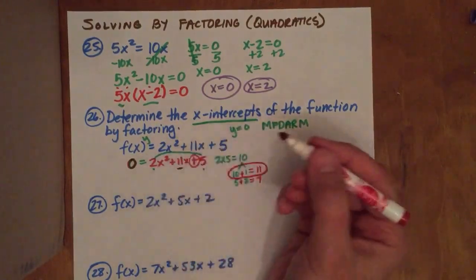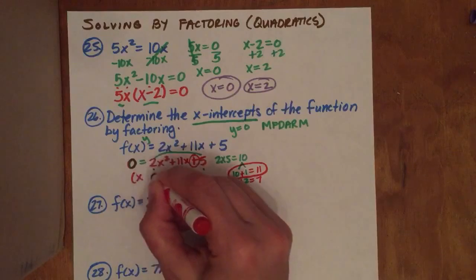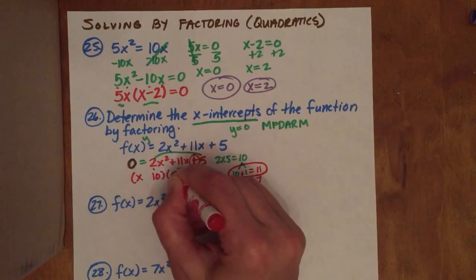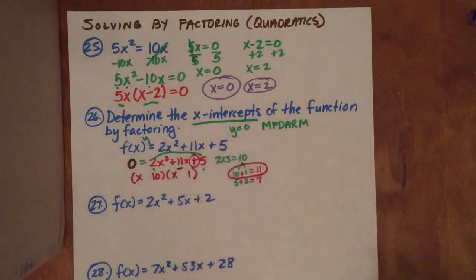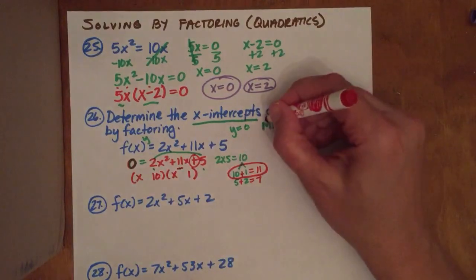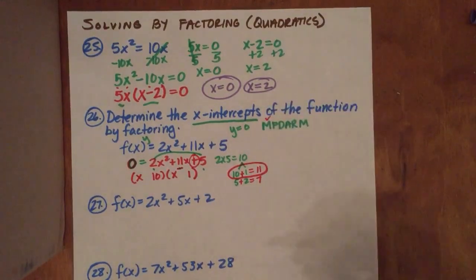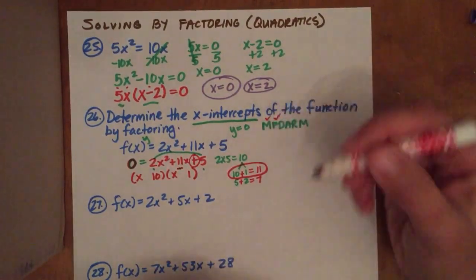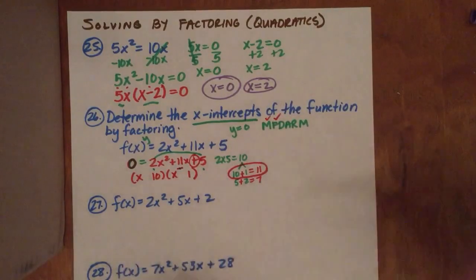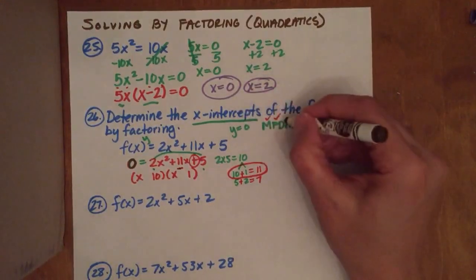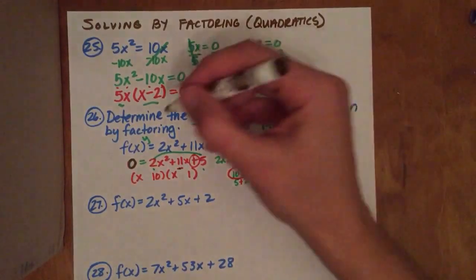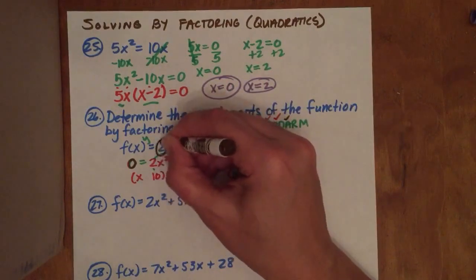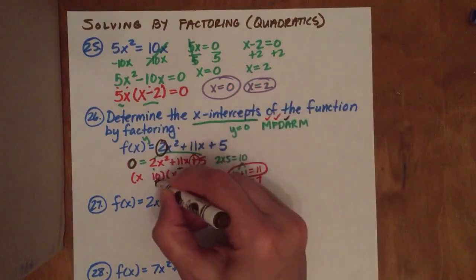So I'm going to write my factors here, my binomials. I'm going to have x and 10 and x and 1. So I've taken care of the multiply A times C. I've taken care of the factoring. Now my next step is I'm going to divide by the A term. So D-A is divide by A. So my A term is 2. So I'm going to divide these by 2.